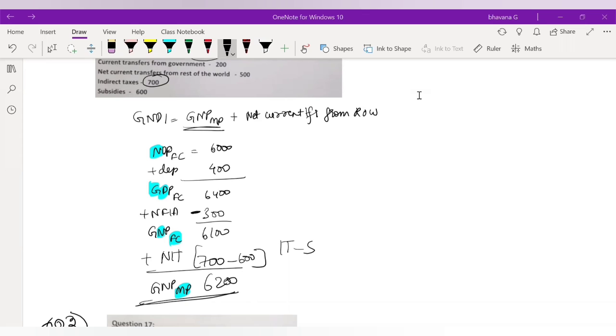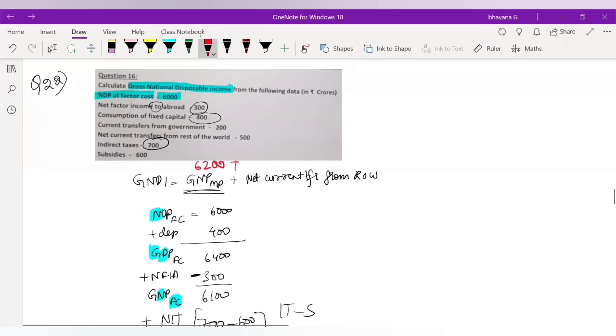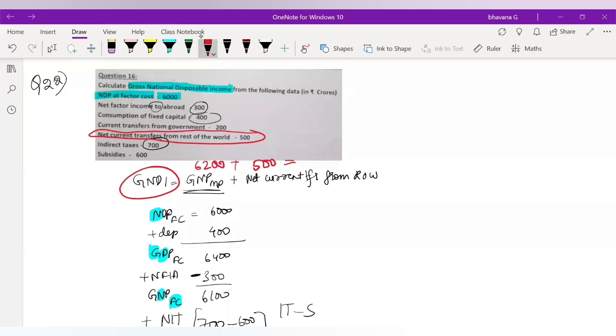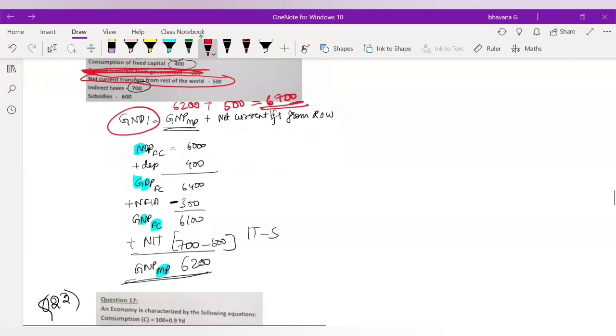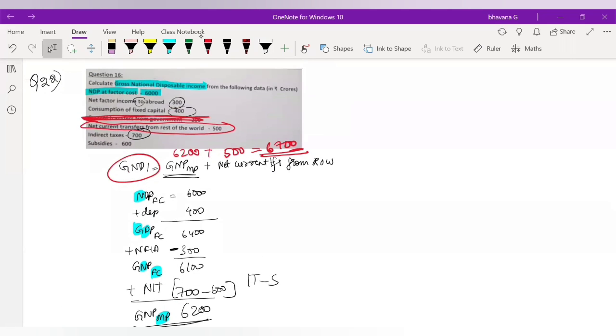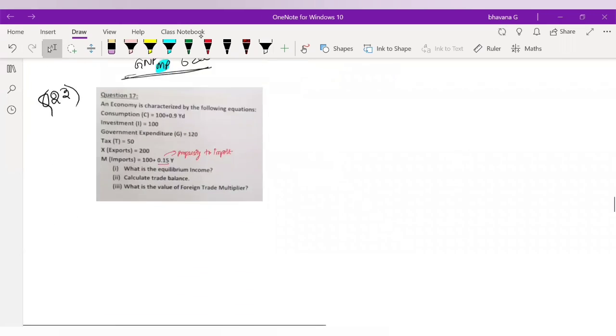Now if you substitute this, GNP MP is going to be 6,200 plus net current transfer from rest of the world. If you take this plus 500, then your gross national disposable income is going to be 6,700. This is going to be our answer here. Current transfer from government, you need not take. Base information, you don't need to take. So this is how you find gross national disposable income, that is GNP MP plus net current transfer from rest of the world. I hope question number 22 is clear to you.